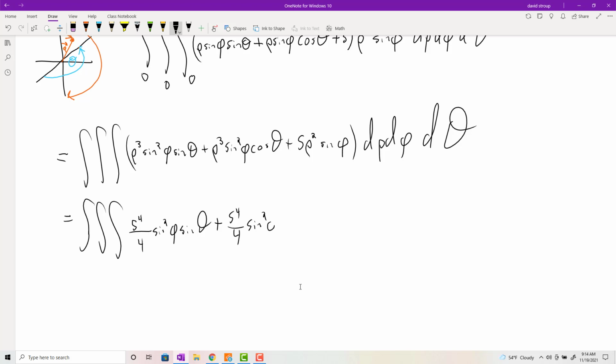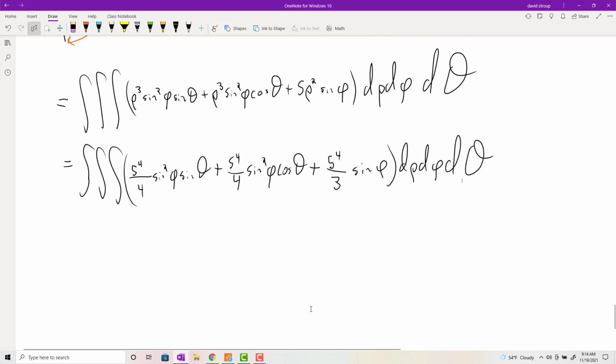So 5 to the 4th over 4, sine squared phi sine theta. 5 to the 4th over 4, sine squared phi cosine theta. And then 5 rho, so it would have been 5 rho cubed over 3. Plugging in 5 for rho, you get 5 times 5 cubed, which is 5 to the 4th over 3 sine phi. And of course I've already integrated, so I need to get rid of that. There I go. I got rid of the integral symbol down the 2 integrals.